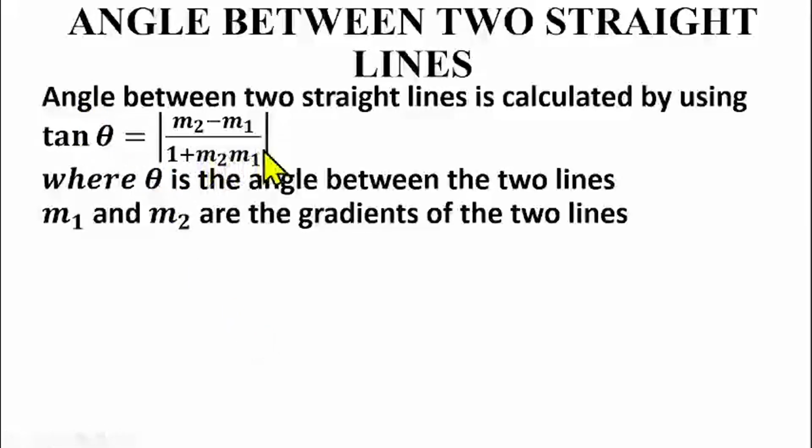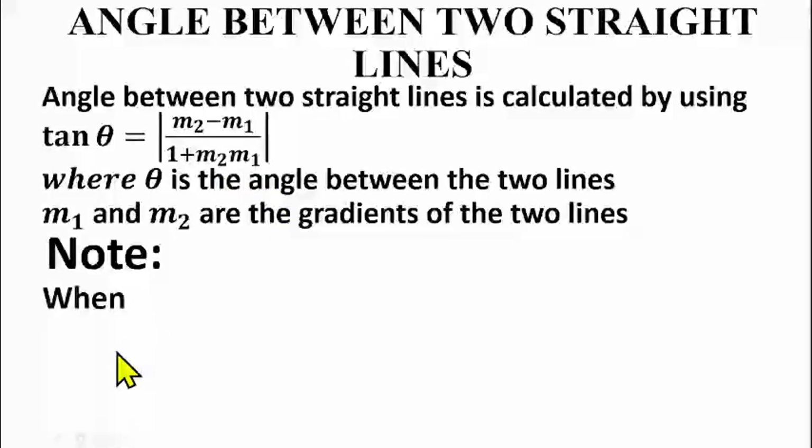So if I want to find the angle between two straight lines in coordinate geometry, I will use tan theta equals the absolute value, or modulus, of m2 minus m1 over 1 plus m2 m1, where m2 and m1 represent the gradients of the two straight lines, and theta is the angle between the two straight lines we are looking for. Now, there are two things you need to take note of when it comes to angles between two straight lines.